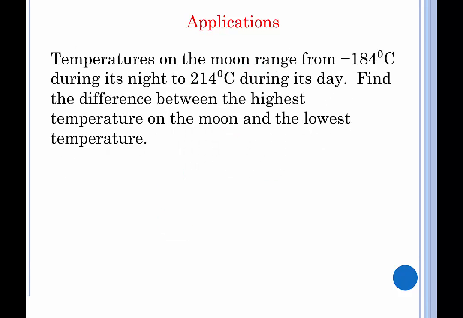In the next application, we have temperatures again, this time on the moon, and we're told that the temperatures on the moon range from -184 degrees Celsius during the night to a +214 degrees Celsius during the day, but again we're asked to find the difference between them. And when we're looking for the difference, we want to start off with the larger one, and we want to subtract the smaller one. That is how we find the difference.